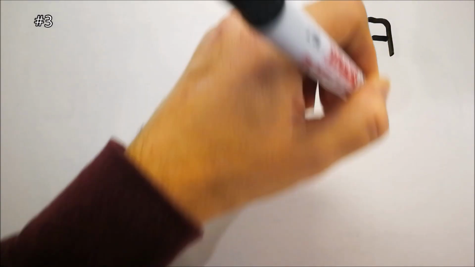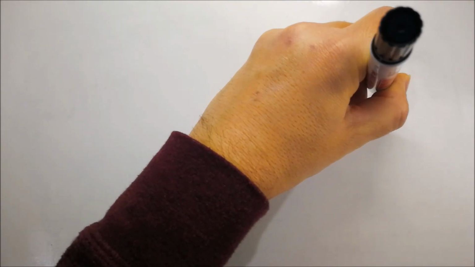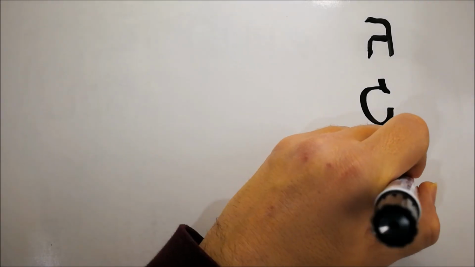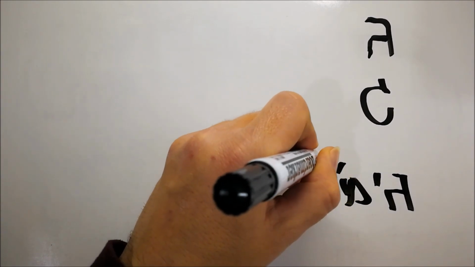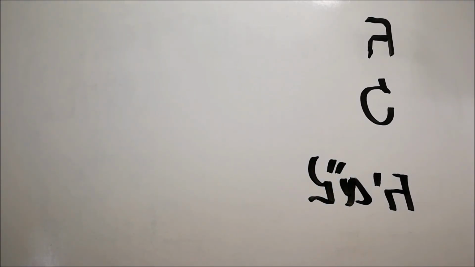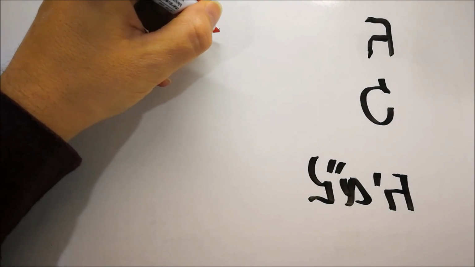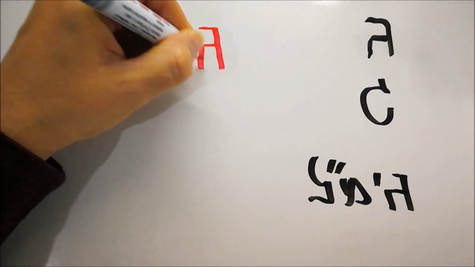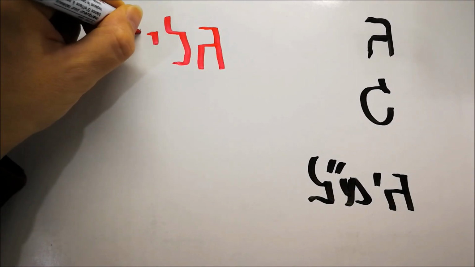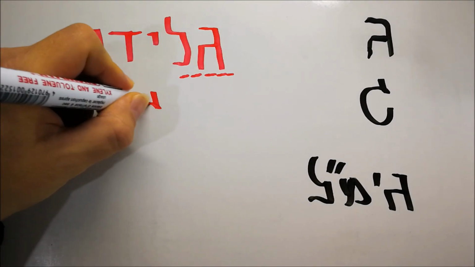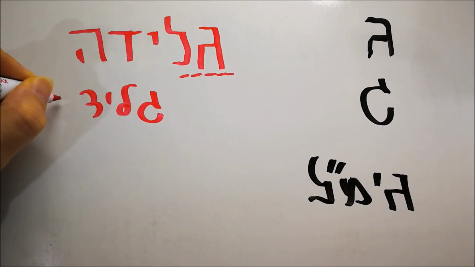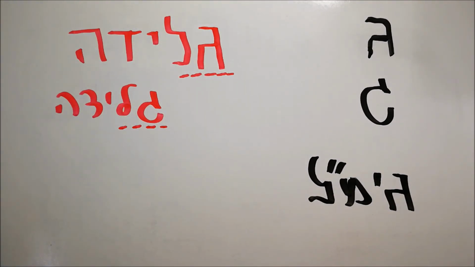The next letter is Gimel. This is how you write the letter Gimel. A word example for the letter Gimel is Glida. This is how you write Glida, both in print and handwriting. Glida means ice cream in English.